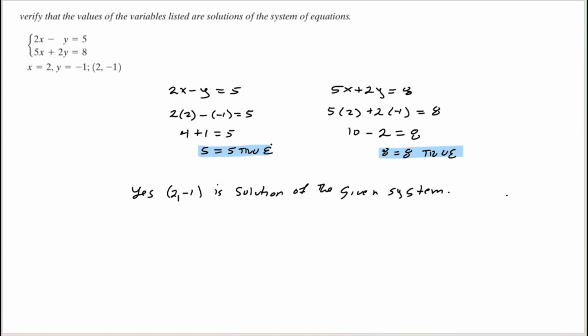If the statements are false, or if one of the statements is true and the other is false, then in that case the ordered pair given is not a solution of the system. So the values of x and y that were given are not going to be a solution of the system. To be a solution, the values of x and y must satisfy all the equations. If it's a system of two equations, both equations.